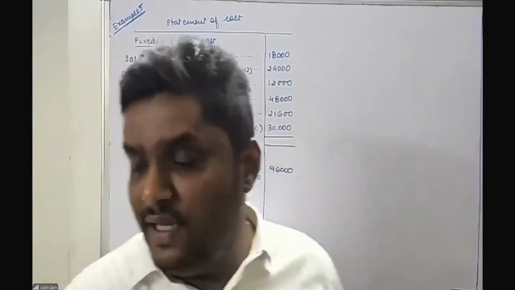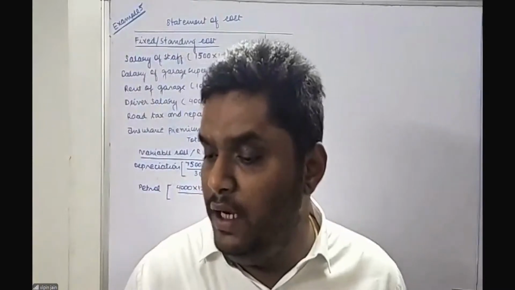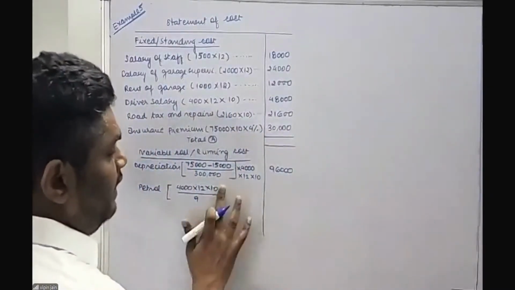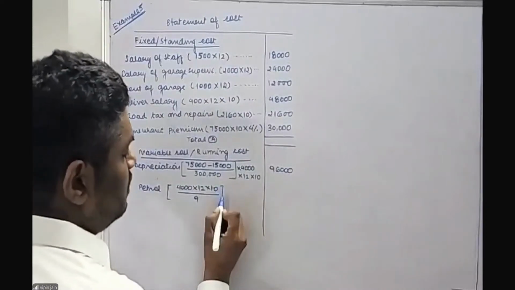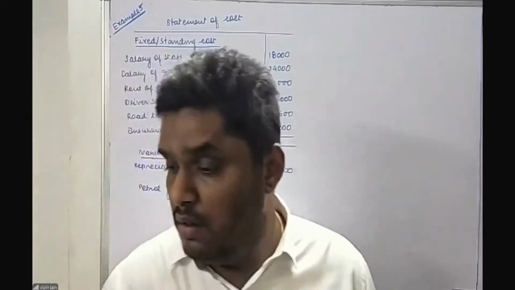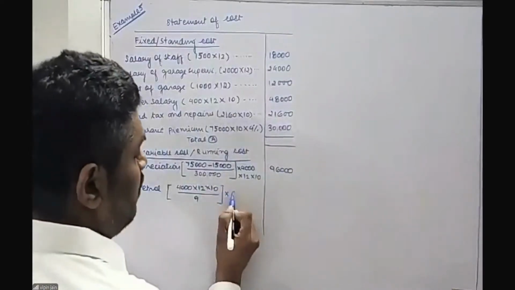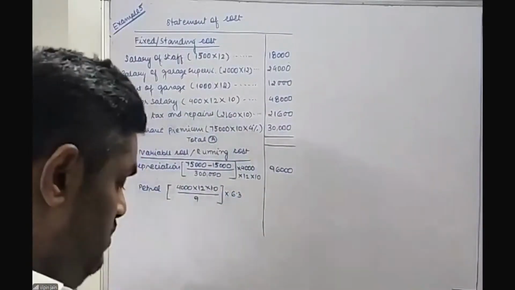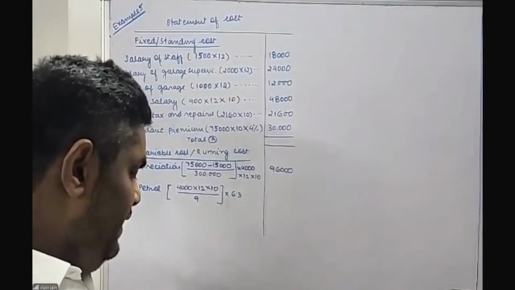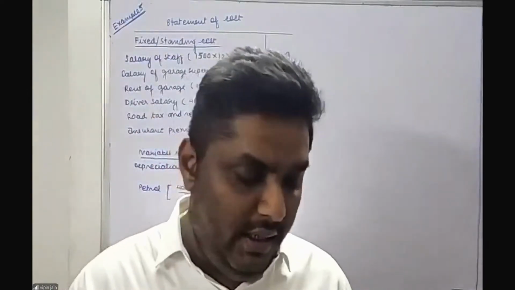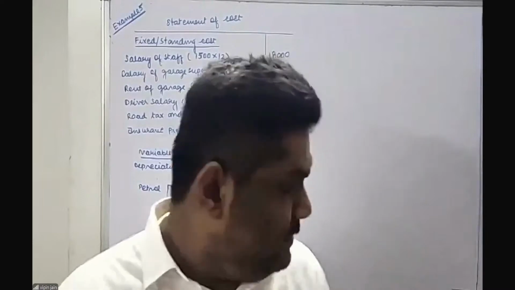Now the taxi gives an average of 9 kilometers per liter of petrol, so divided by 9, into the cost of petrol, which is 6 rupees 30 paisa per liter. So 4,000 into 12, a particular taxi runs for 48,000 kilometers in a year, into 10 taxis.